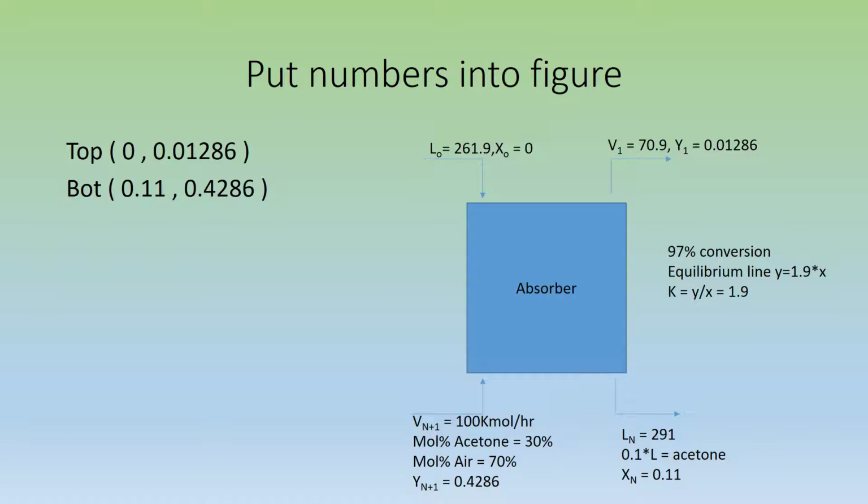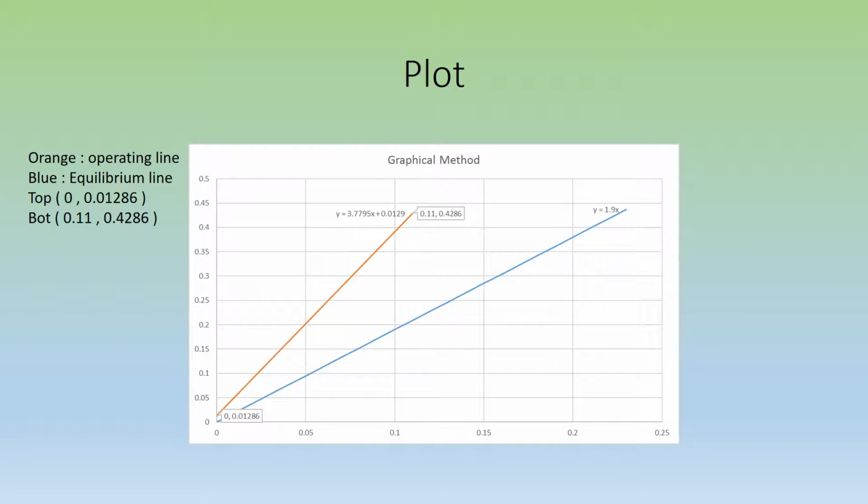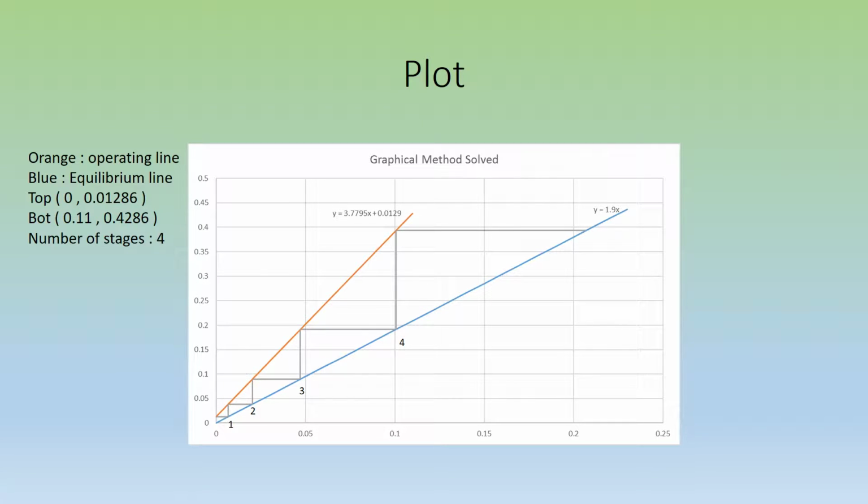So we're going to put the numbers on the figures. We have the top point as 0 and 0.01286, and the bottom as 0.1 and 0.4286. We'll plot that. The orange line is the operating line, and the blue line is the equilibrium line. So what we're going to do is step off from the bottom, going from the operating line to the equilibrium line, then back up to the operating line, and so on and so forth, to find out the number of stages required. Here we have 4. It does cross over to get to 5, but we will round down since it does not take a full 5th operation to get to.